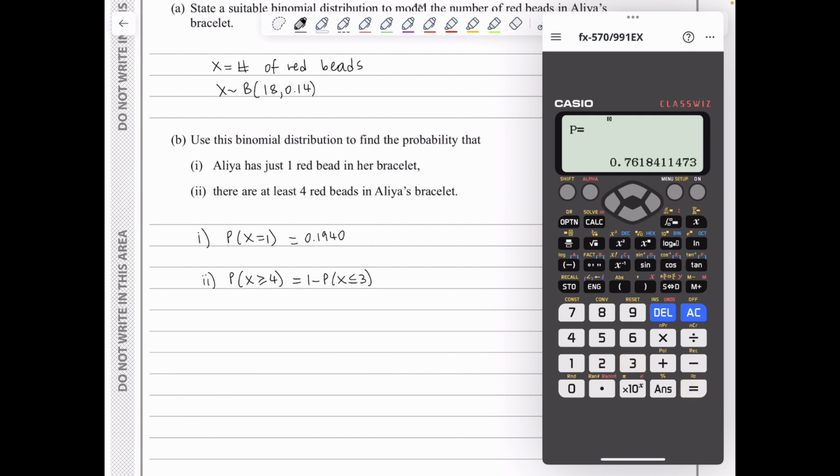I get an answer of 0.7618. So we're looking at 1 minus 0.7618, which gives me an answer of 0.2382.